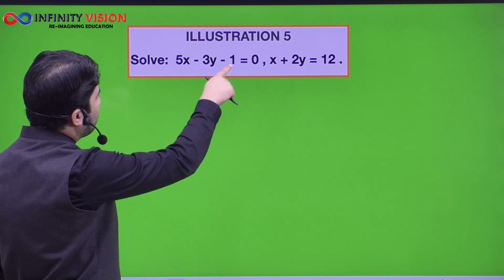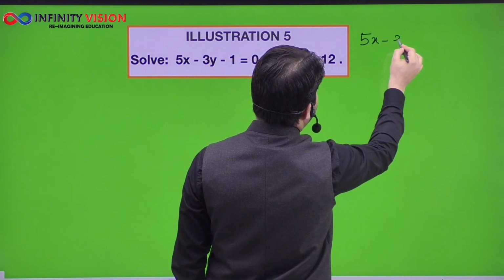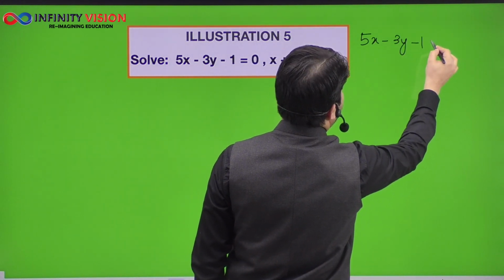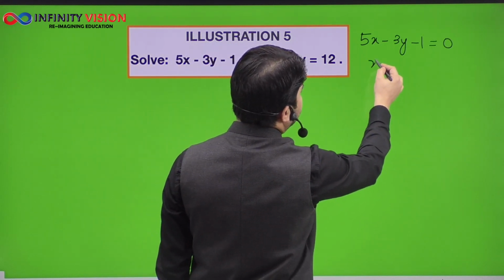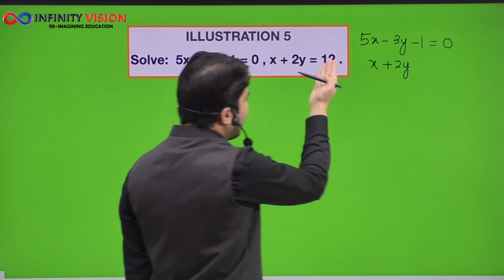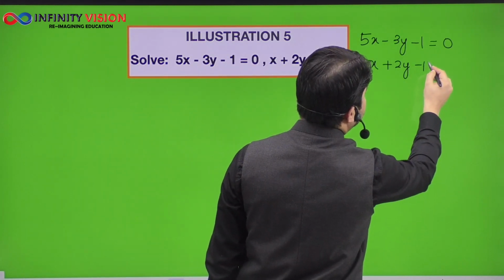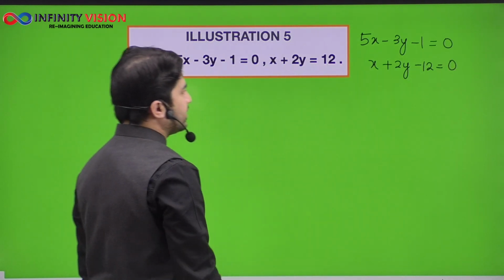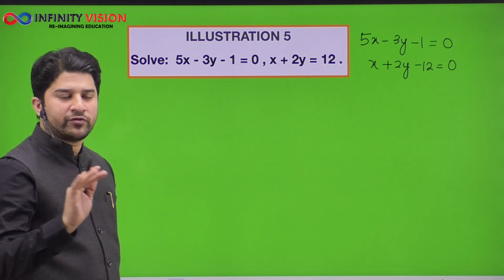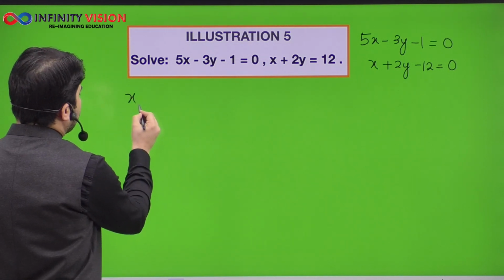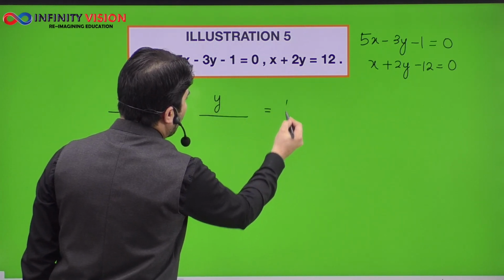So the first equation is already in that structure, that is 5x minus 3y minus 1 equals 0. The second equation is x plus 2y, that's okay, x plus 2y. Now in the right hand side I got 12, which I am going to transport to the left hand side, and I am going to write minus 12 is equal to 0. Now since I am going to solve these equations by method of cross multiplication, I am going to write x upon, y upon, and then 1 upon.